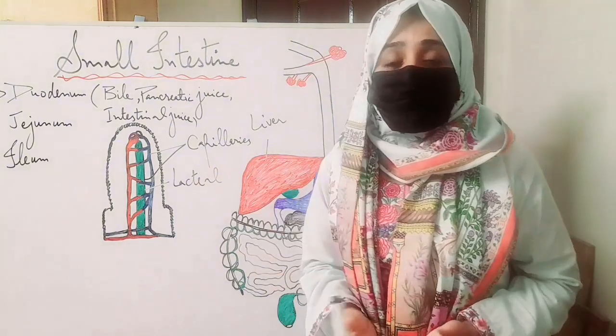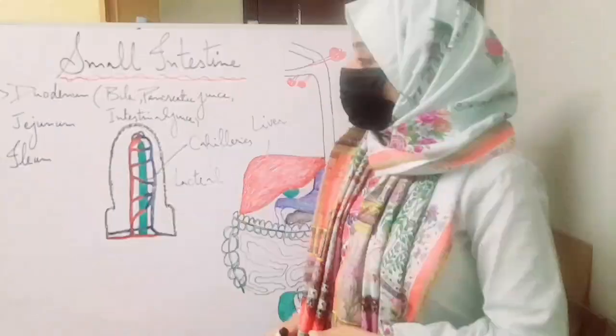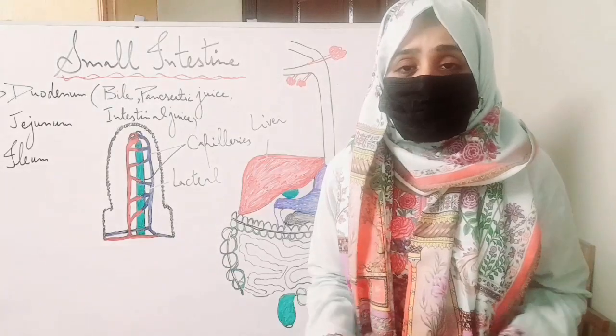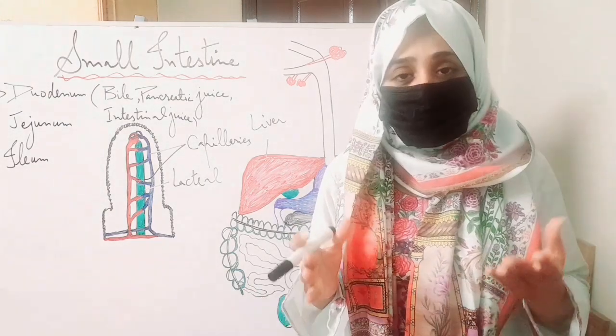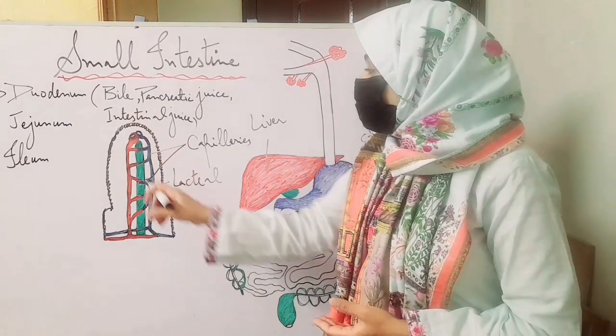So small intestine comprises three parts. First is the duodenum, then the jejunum, and the ileum. So these are the three parts of the small intestine. Small intestine is the part of the alimentary canal where most of the digestion and absorption takes place. So let me discuss these parts in detail.